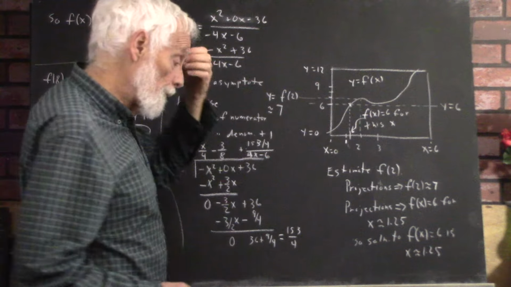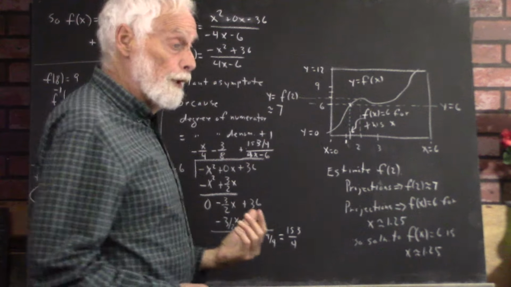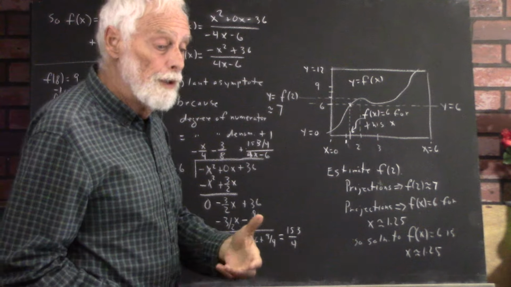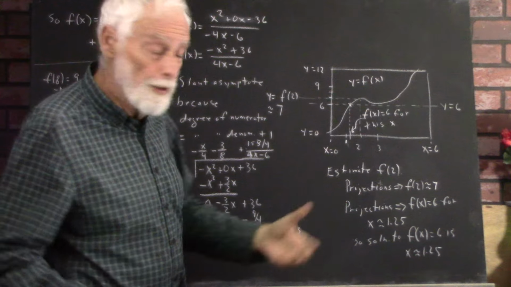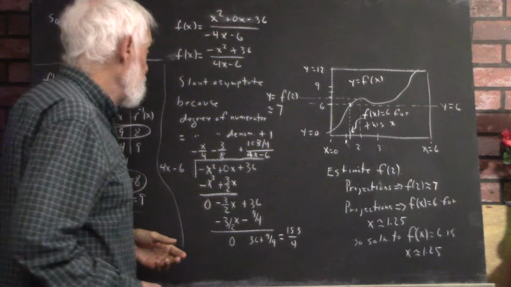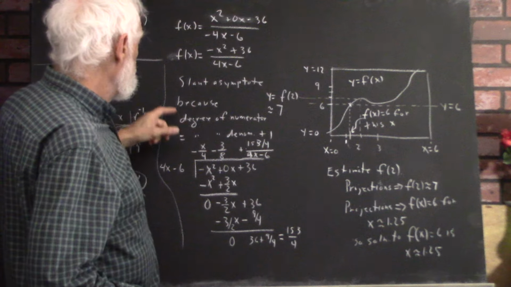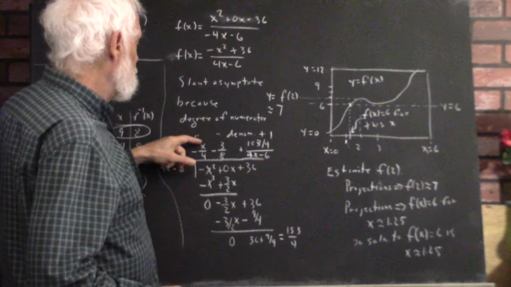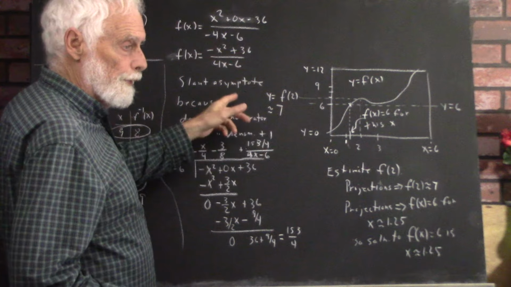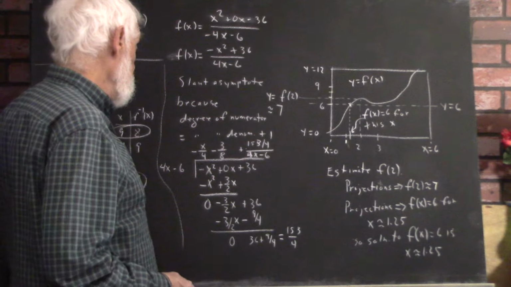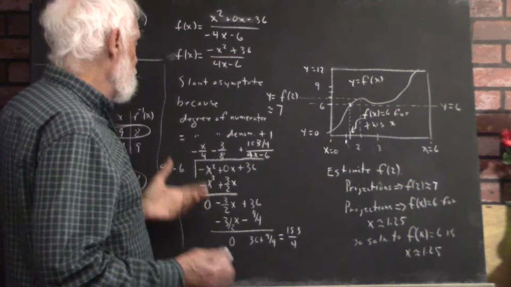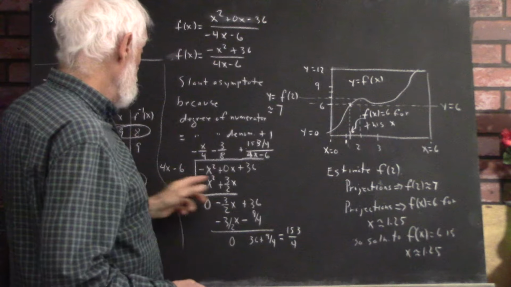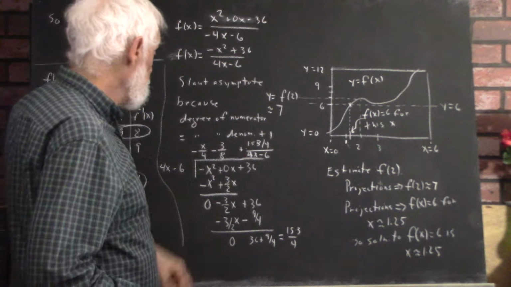Now your rule is if the degree of the numerator is 1 greater than the degree of the denominator, you're going to have a slant asymptote. We're going to see why that is in terms of this example. Okay? The degree of the numerator is the degree of the denominator plus 1. To find the slant asymptote, we do a long division. We just divide this into this.